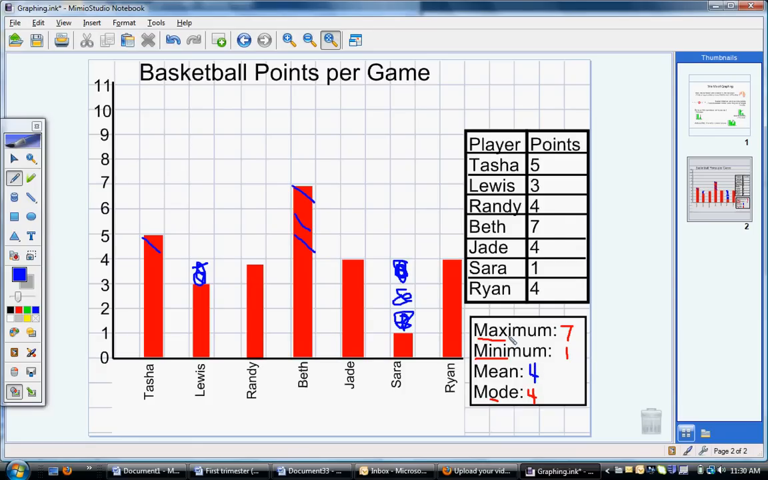So remember, the maximum is the most, the minimum is the smallest one, the mode is the one that happens most often, and when we are being mean to the bar graph and breaking it up, we move those high pieces down to the low pieces to try to figure out what is about equal.